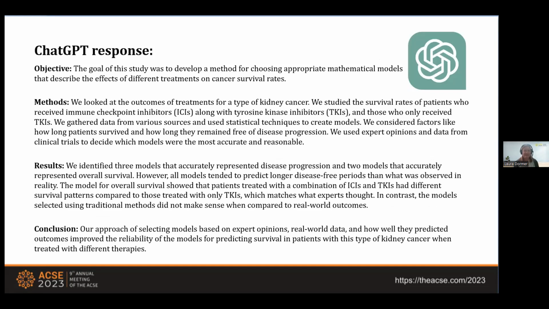So very, very speedy. And again, I won't read out this whole thing, but on the whole, I would say that although it's not perfect, it's done a reasonable job at rewriting that abstract. It describes the paper as a study to develop a method for choosing appropriate mathematical models that describe the effects of different treatments on cancer survival rates, which I think is more understandable than what I said on the previous slide.